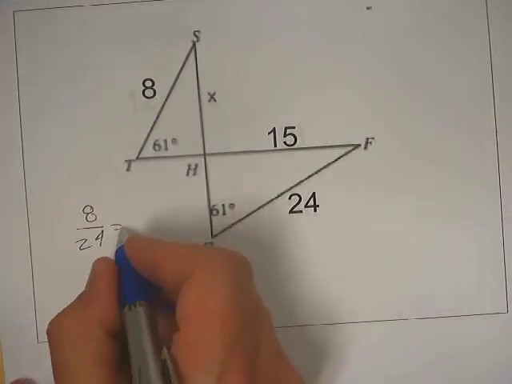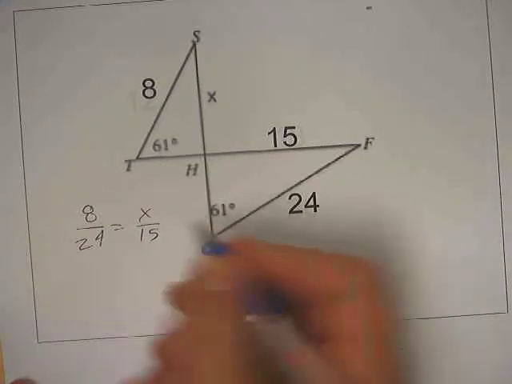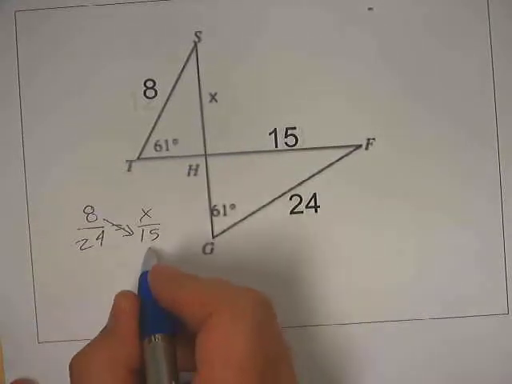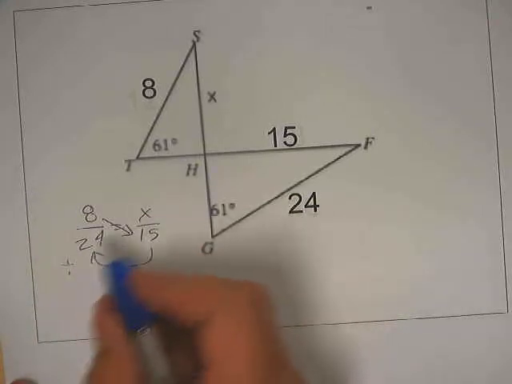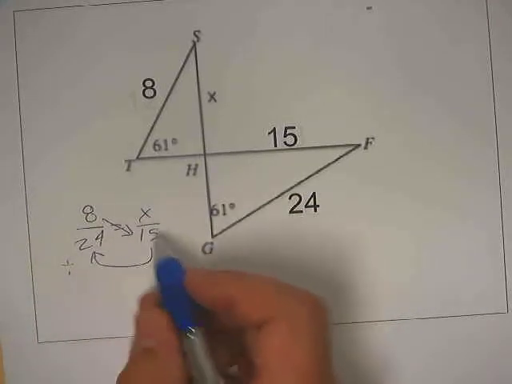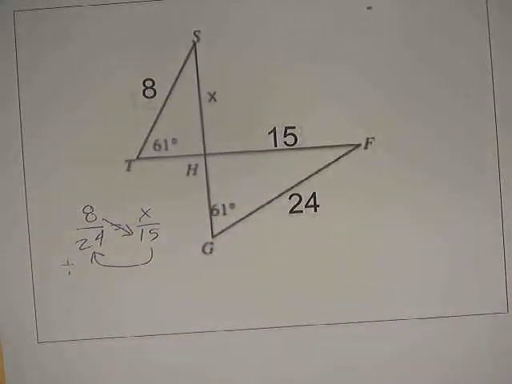This is another one, again similar by angle, angle. But to solve this problem, again, I'm going to take 8 over 24, smallest to biggest, equals x over 15. I cross multiply, then I divide by 24. I divide by whatever is across diagonal from the x.